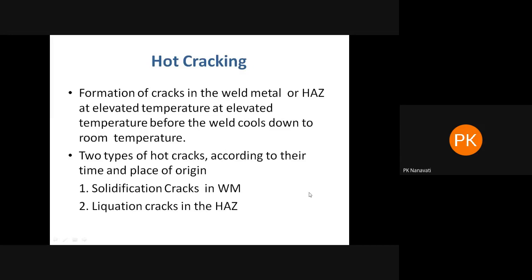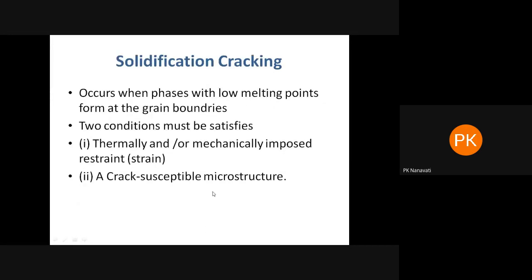So there are two types of hot cracks. One that appears in the weld metal, you will identify as a solidification crack, and one which is in the heat affected zone, you call it a liquation crack. So both are cracks, but their places of origin are different, right? One which appears in the weld metal is a solidification crack. One which appears in the heat affected zone is known as a liquation crack. Now let us move to solidification cracking.